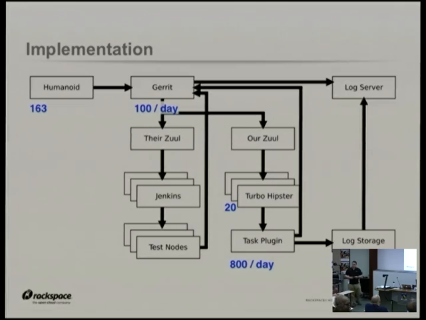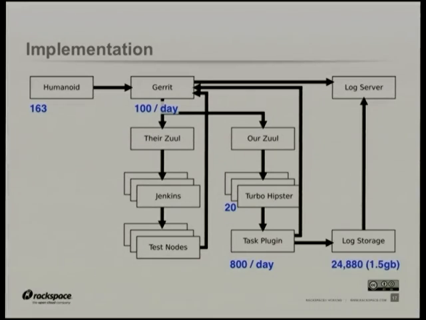And to give you an idea of the scale, in Nova we have about 163 unique humans for the current release, proposing patches. They're proposing about 100 patches a day. We run about 20 Turbo Hipsters that happily keeps up with that workload, and each time a patch is proposed, we run 8 tests. So we're running about 8 database migrations per patch set per day, if that makes sense. So far, we've run about 25,000 database migrations, and we're not talking significant amounts of data for the logging. It's only 1.5 gig.